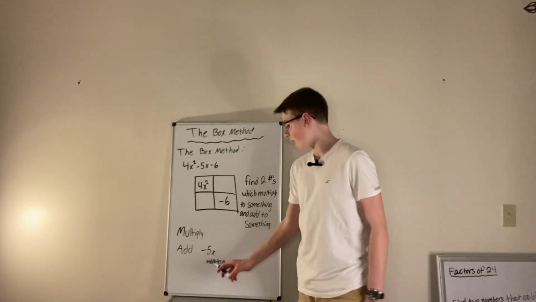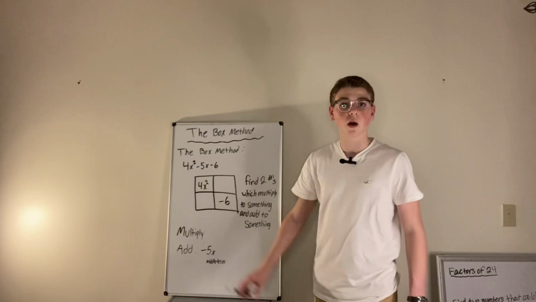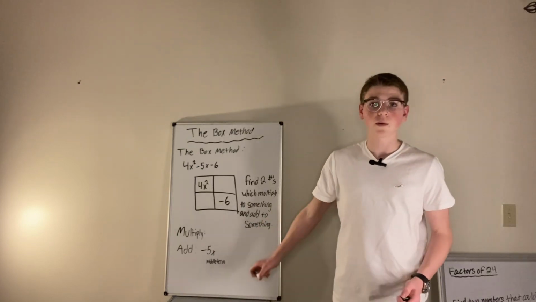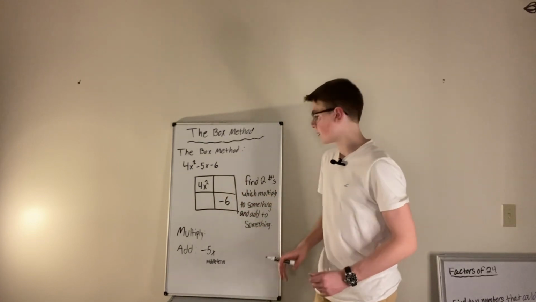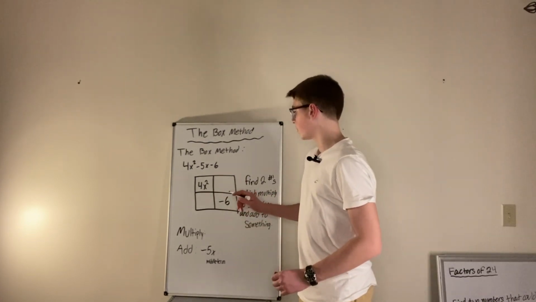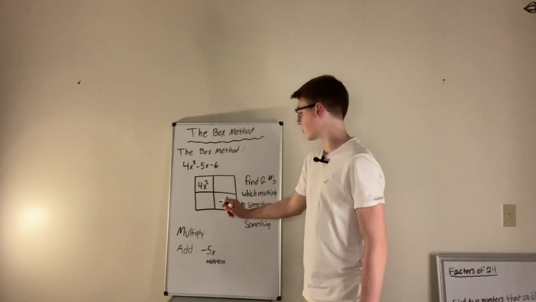In this case, they have to add to negative 5x, which is our middle term, which it will always be your middle term. And then we have these two boxes, which will be variables later on. And then to multiply, we multiply this first term by this last term.